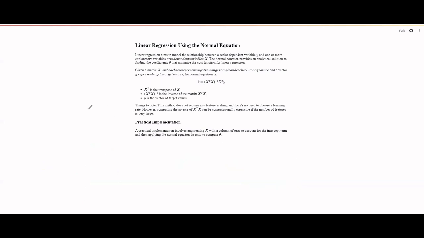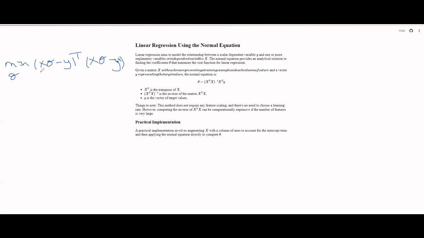So with that being said, let's go and try to figure out where this thing comes from. As I said before, we're trying to minimize this thing with respect to theta.